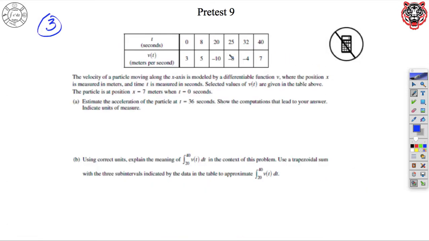All right, number 3. Number 3 is also going to be out of 9 points. So part A is going to be out of 2 points.